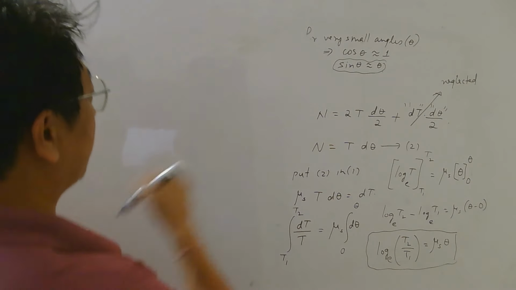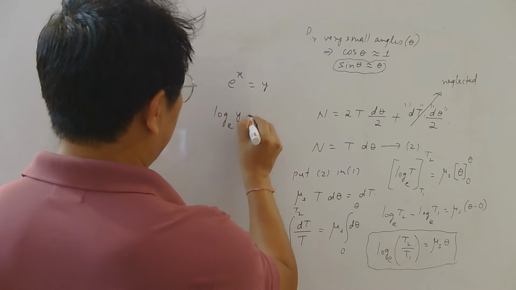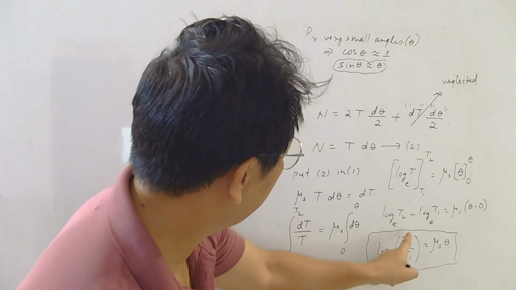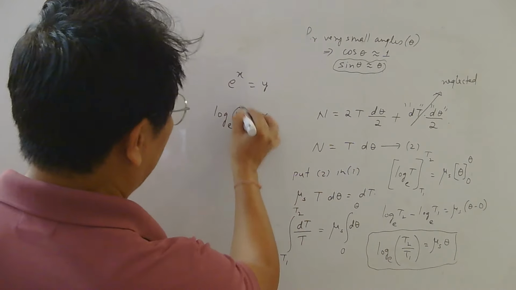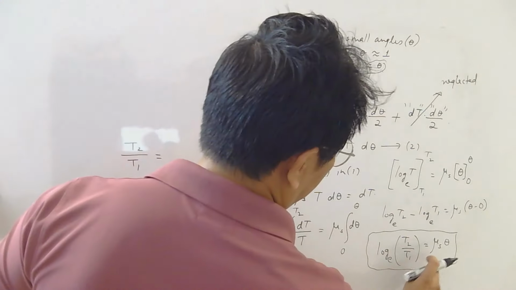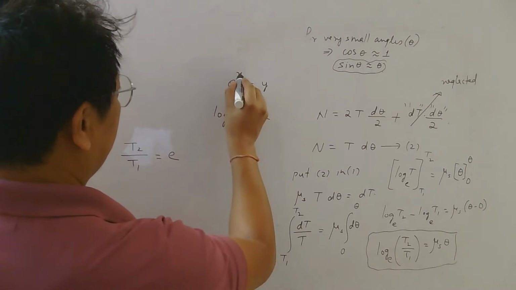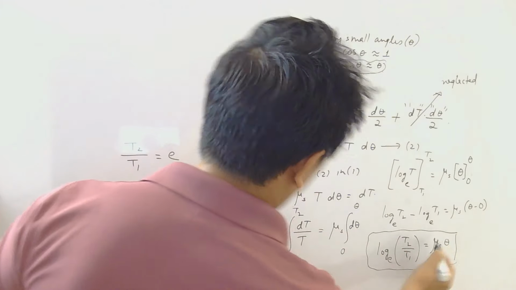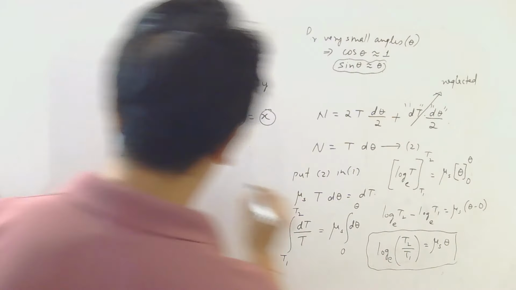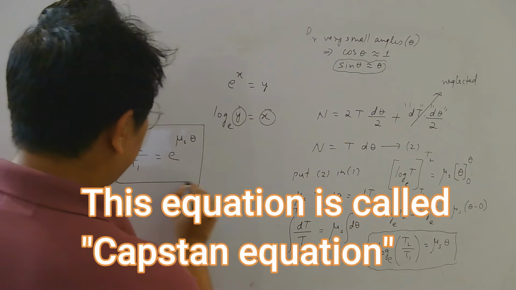Now, according to the property of logarithm, if you have e power x equals y, then log of y base e is x. Similarly, if log of y is x, then y will be e power x. So y here means t2 by t1. So t2 by t1 will be equal to e power x. The base is e, and the power x is mu s into theta. Please compare this formula with that formula. So x here is mu s into theta, so the power will be mu s into theta. So this is a very, very useful equation.